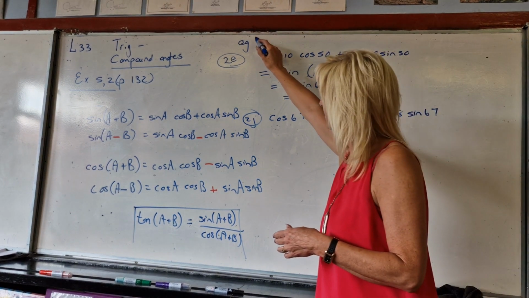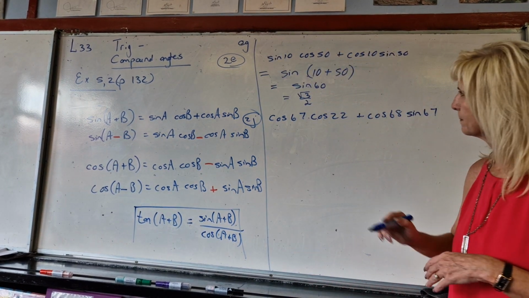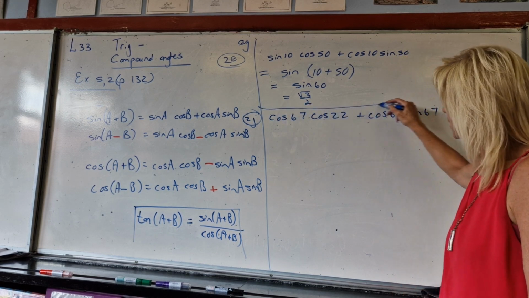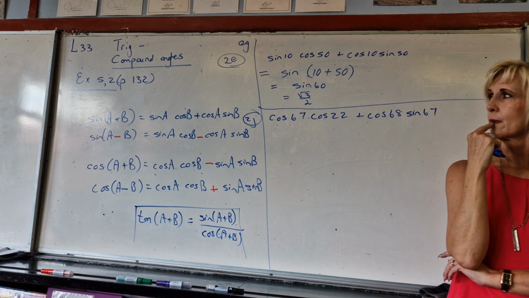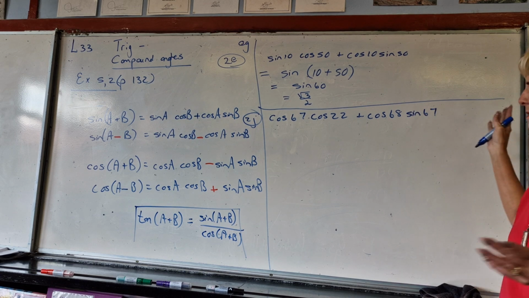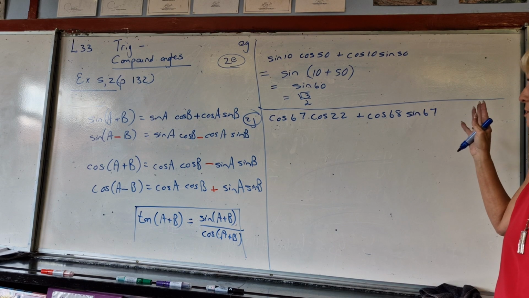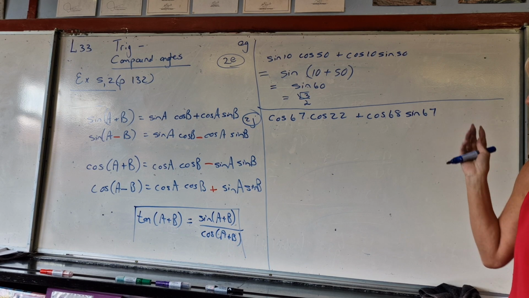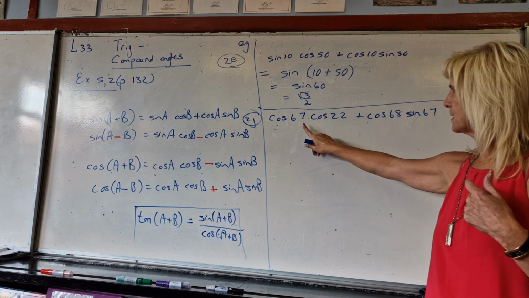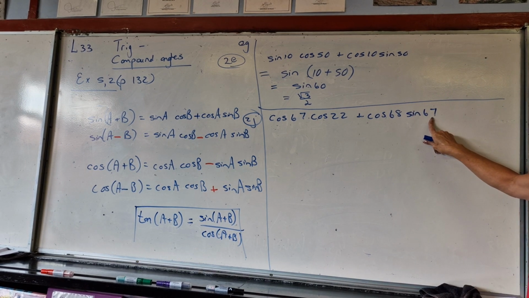Do you see a problem? Yes. What's the problem? It's not a compound. It is a compound angle, but you've got to work with this. Cos, sin. There's nothing like that. And look at the angles. It's all over the show. At least there's a 67 and there's a 67. What else do you see?